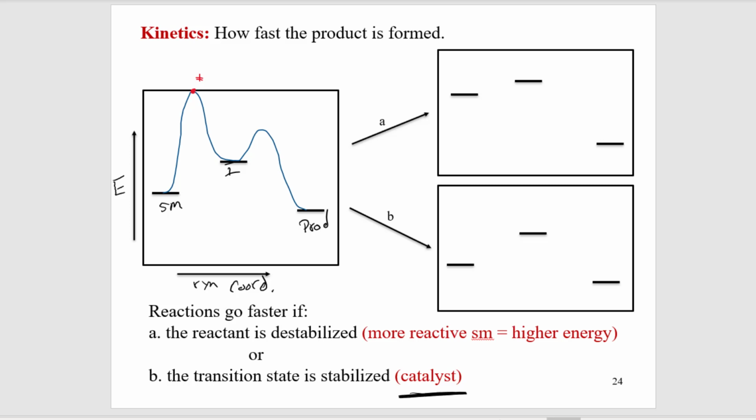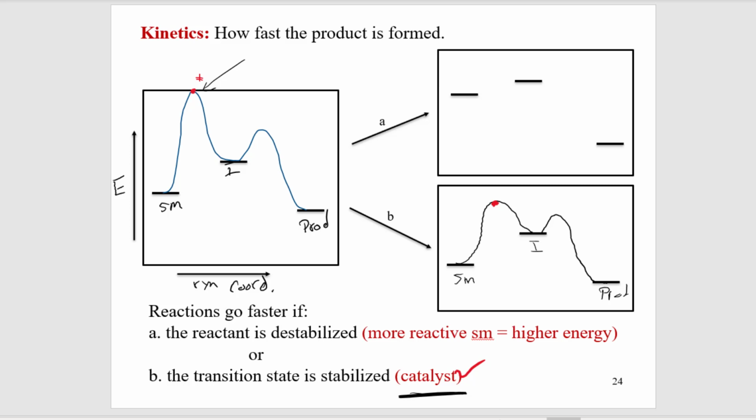Okay, notice that the rate determining step is the first step from starting material to intermediate. It's the highest peak. So I could probably use a catalyst, and I'm going to show you in B how this doesn't change my starting material, intermediate, or product energies, but what it does is it lowers the highest energy peak. So now I don't have as high of a mountain to climb. I've lowered that. So I could use a catalyst to do that. That will improve kinetics, right? The reaction might go faster if I add a catalyst.